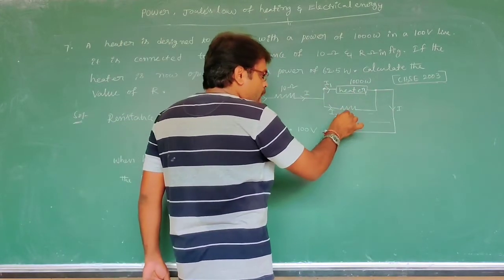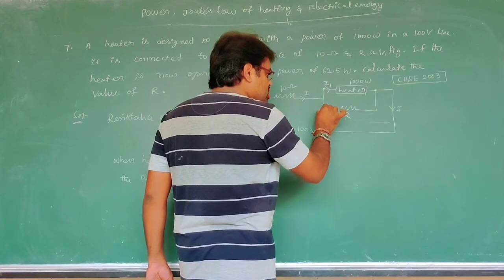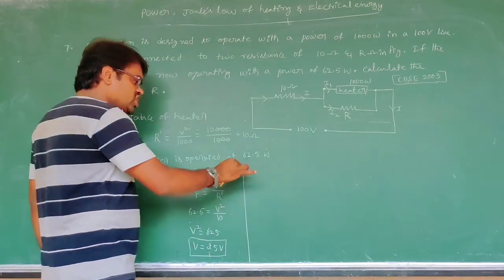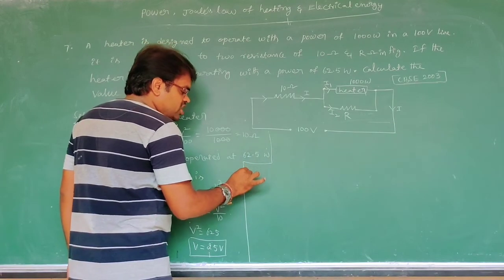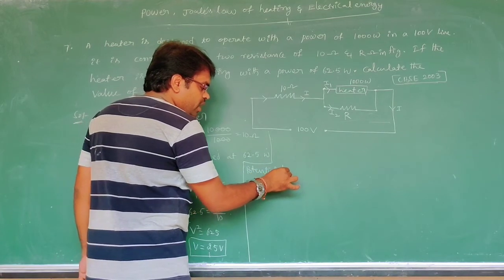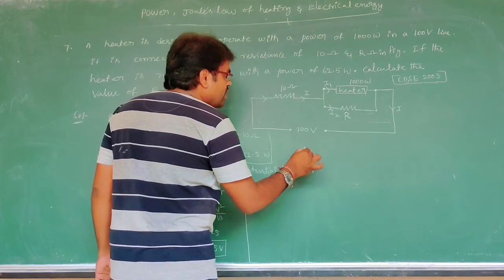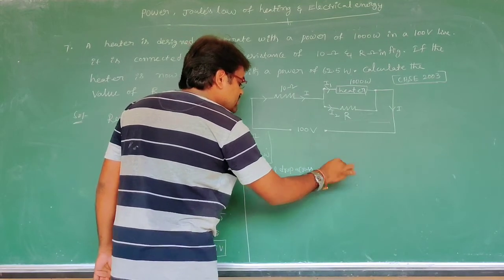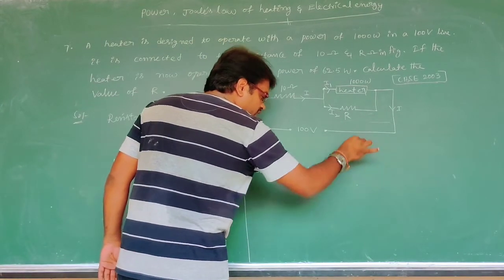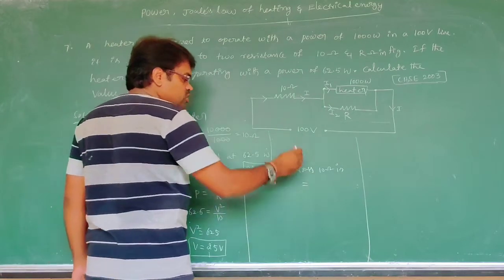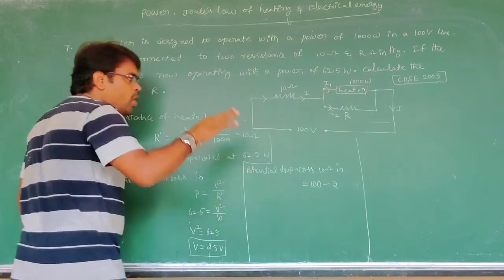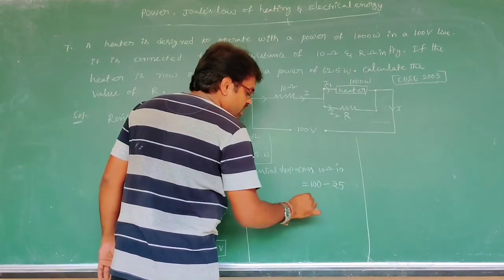And this R is in parallel with the heater, which means the potential difference across it is also the same. Then the potential drop across the 10 ohms: how much voltage are we supplying here? We are supplying 100 volts. 100 minus the voltage dropped across the heater, 25. Then what is the total?